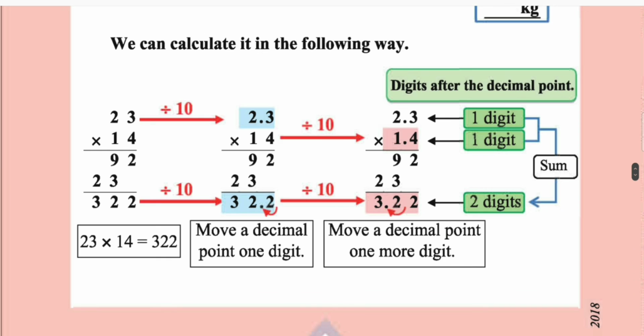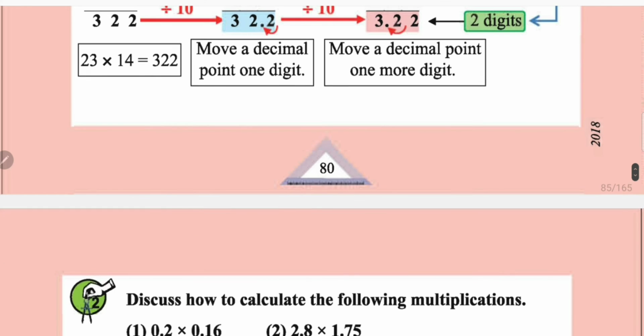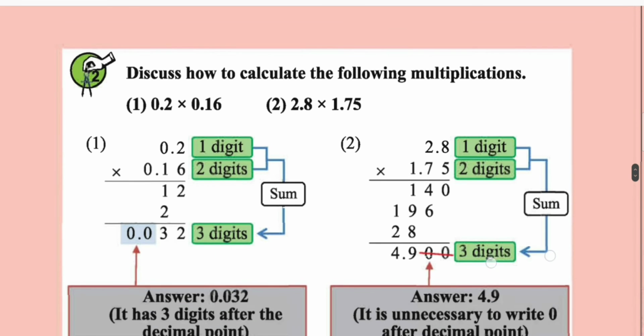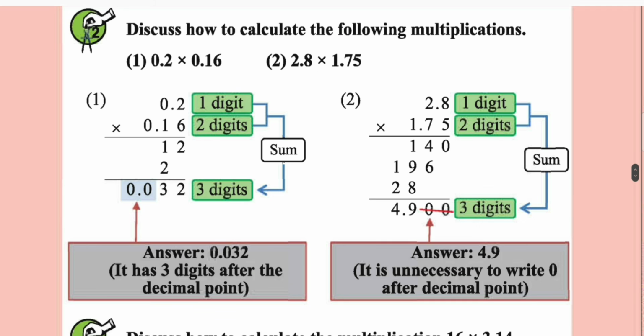So you can follow any method. Here I try to explain it in a more complex way. Okay, 0.2 into 0.16. See, this has 1 digit, this has two digits, right? 2 decimal places. So the final answer should have 3 digits, or 3 decimal places.